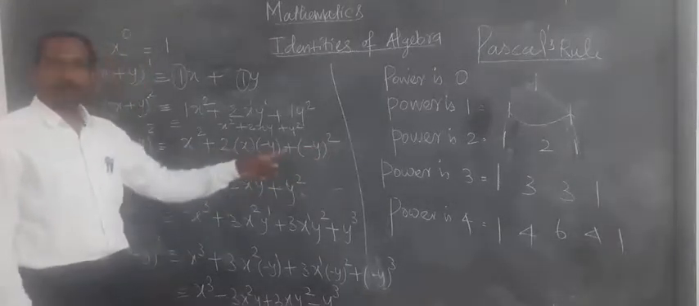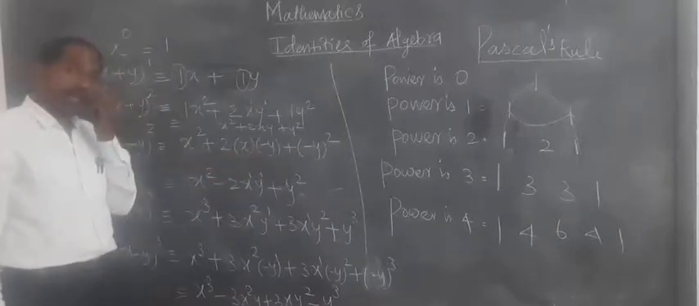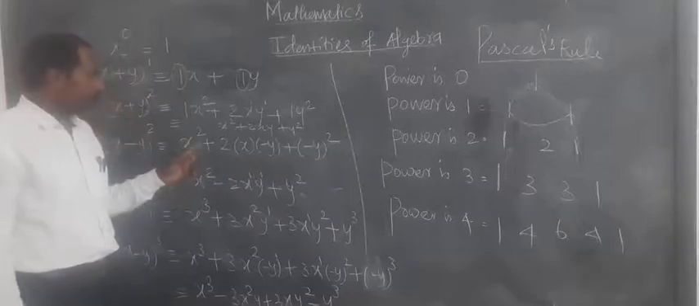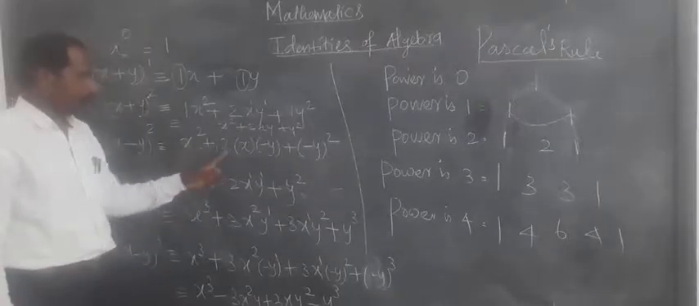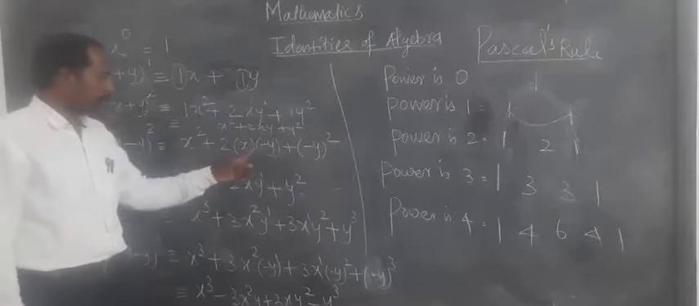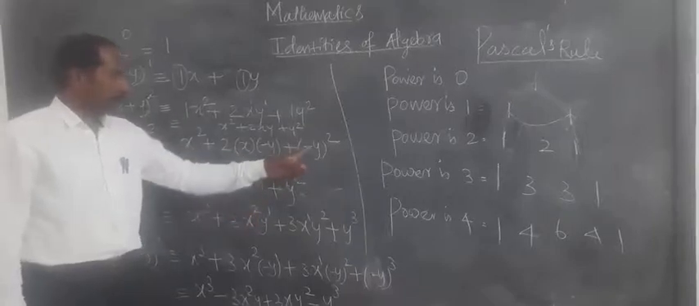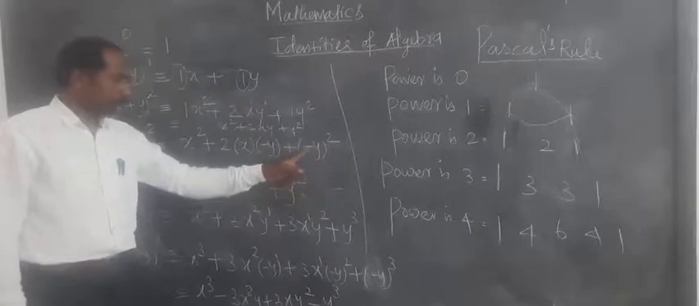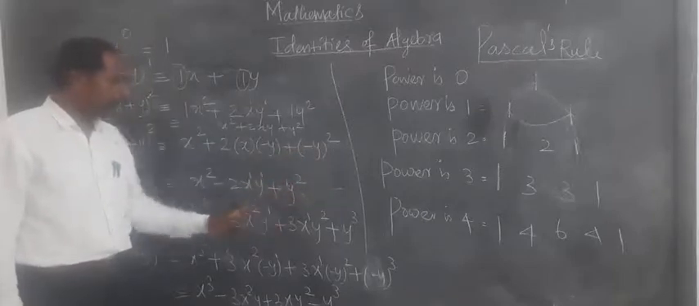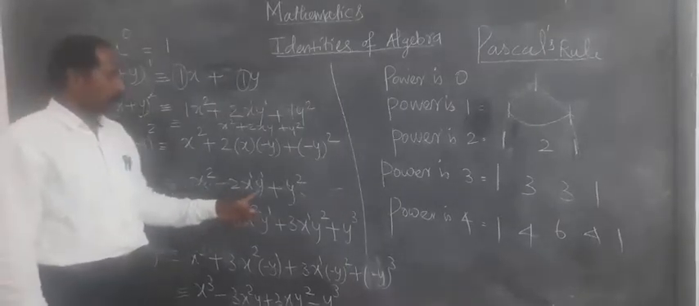Just simplify: x square. This is a minus. I already explained how to find the addition and subtraction in the previous video; if you go through it, you can get the formulas, the plus and the minus. So minus 2xy. Minus whole square means it will come positive, so positive y square. So this is the identity for (x minus y) whole square: x square minus 2xy plus y square.